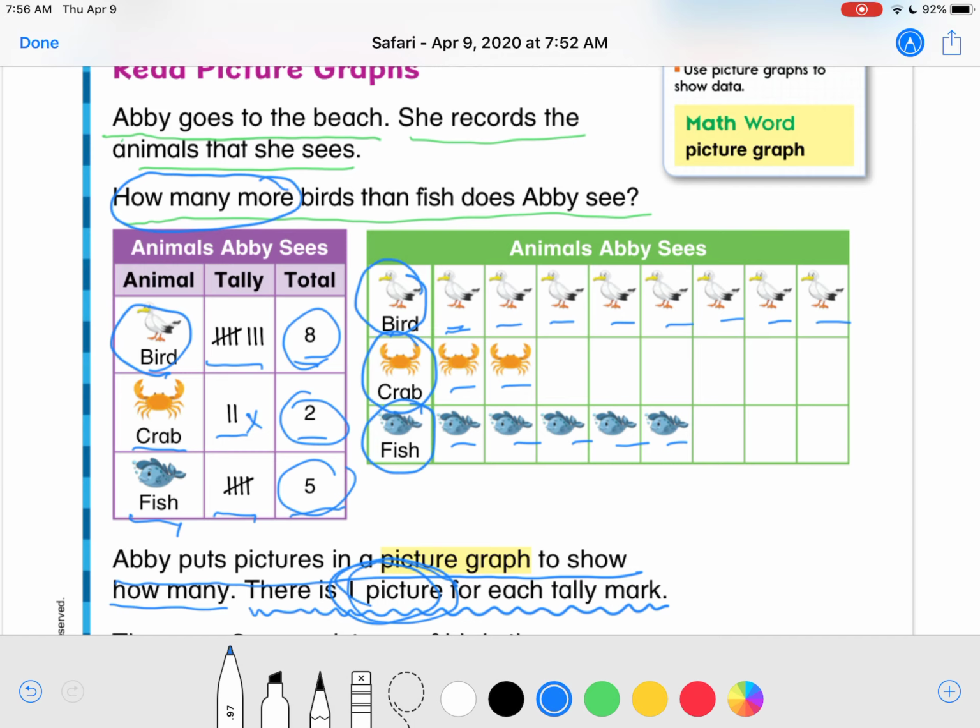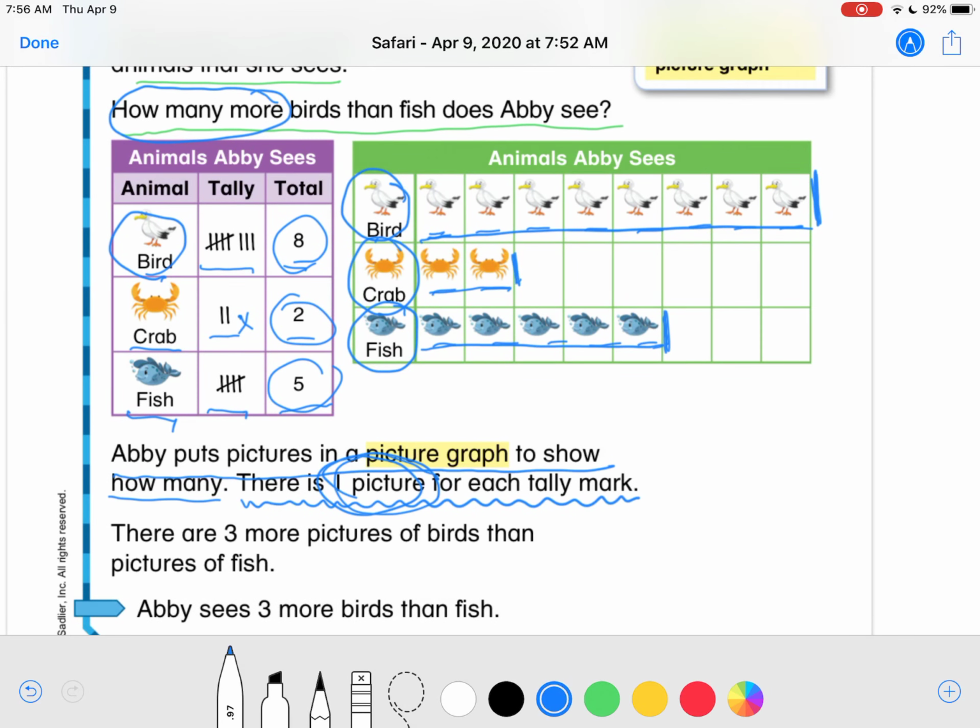Now, if I'm just looking at the graph, the picture graph, I can already tell which one has the most because this comes out way farther than the fish, which come out way farther than the crabs. If I were making a line, I could tell this one is longer than both of these, okay?